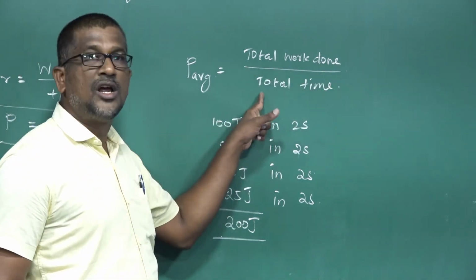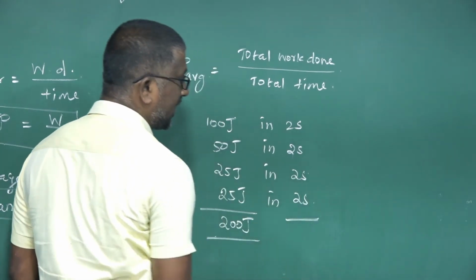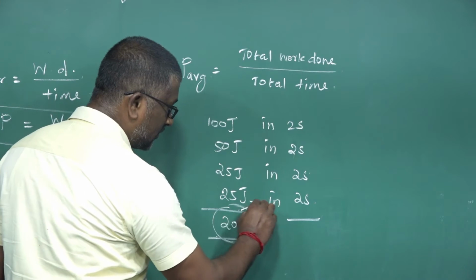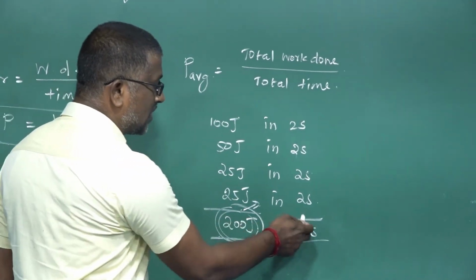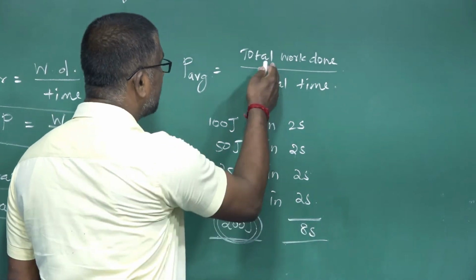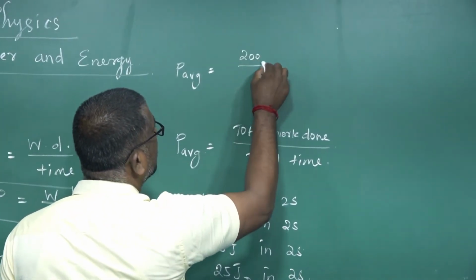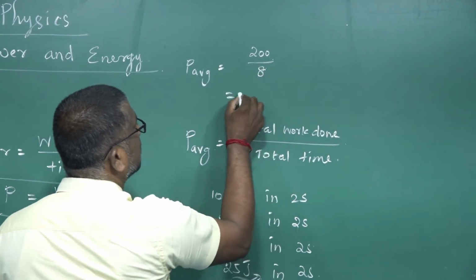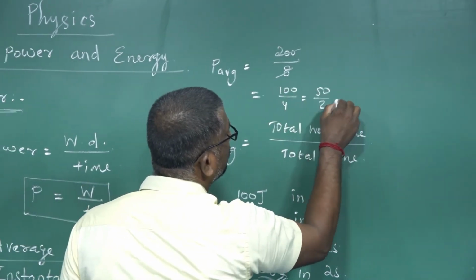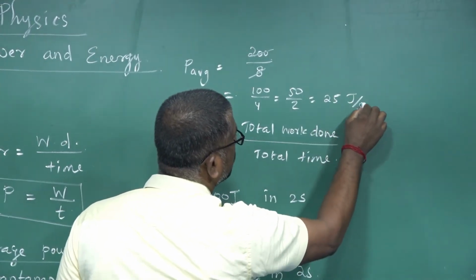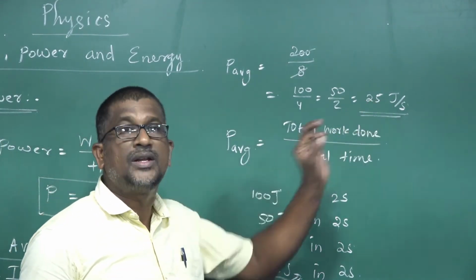Next, what we want to calculate? Total time. What is the total time taken? 2 seconds plus 2 seconds plus 2 seconds plus 2 seconds. So total time taken for doing 200 joule of work is 8 seconds. Now substitute these two values here. Average power is equal to 200 divided by 8, or 100 divided by 4, or 50 divided by 2, or 25. So 25 joule per second. It means on average he does 25 joule of work for each and every second.